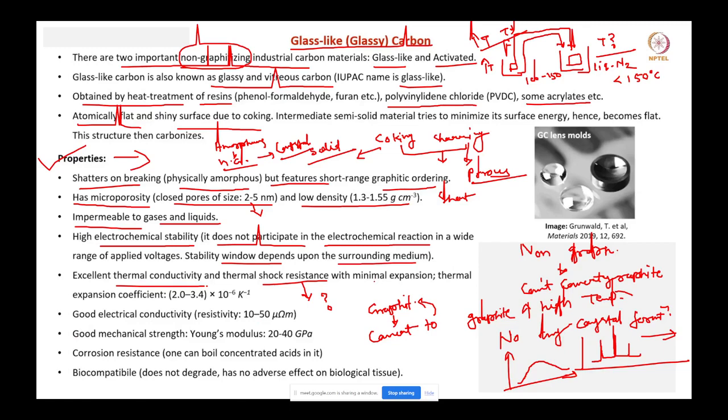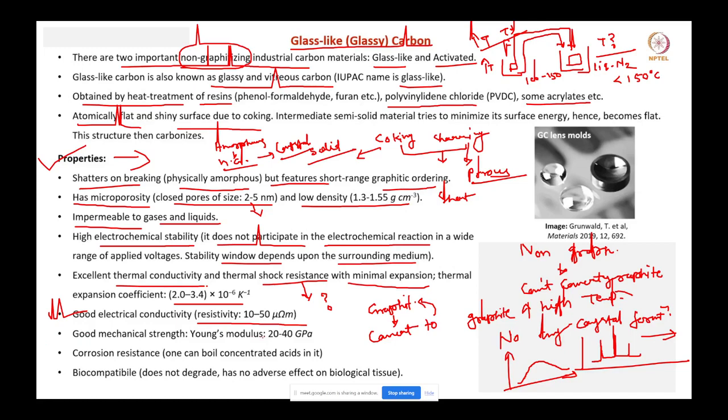With minimal expansion. Sometimes when you do thermal shock, your materials might break or shatter, so this relates to the thermal expansion coefficient. It also has good electrical conductivity, mostly in carbon. I have discussed that it has very good conductivity, and the resistivity you can say is in the range of micro ohm, which is very good.